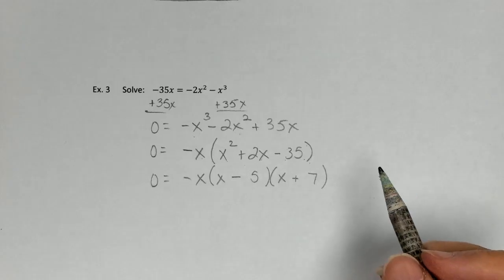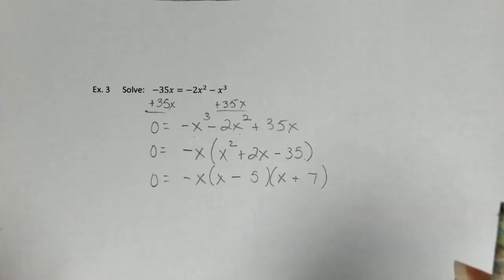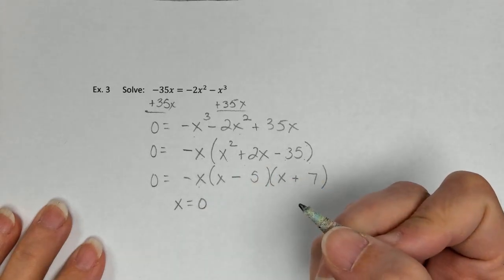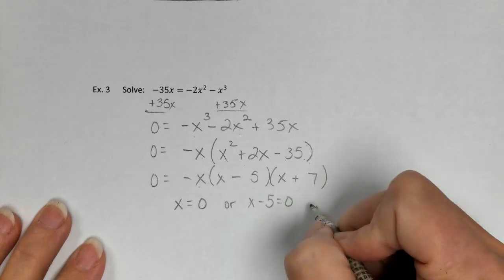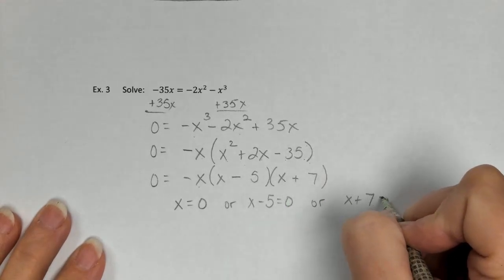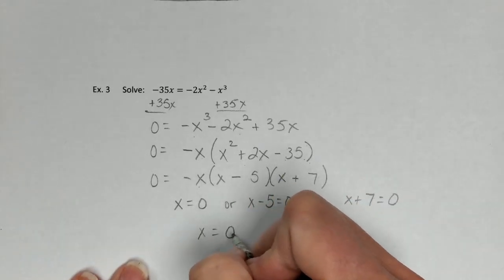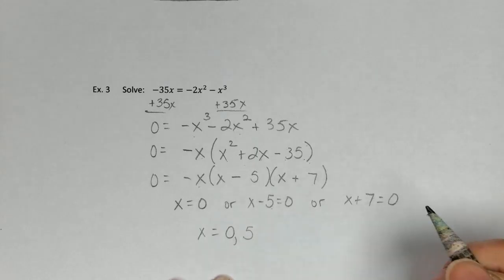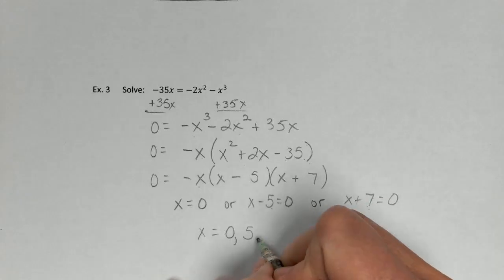Now I have 3 things I'm multiplying and getting 0. So any one of those 3 factors could be 0. So we have either x is 0, or x minus 5 is 0, or x plus 7 is 0. So x is either 0, or in this case it would be 5, because 5 minus 5 is 0, or in the third one here it would be negative 7, because negative 7 plus 7 is 0.